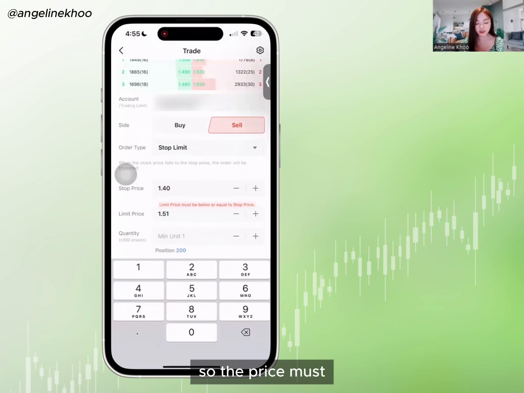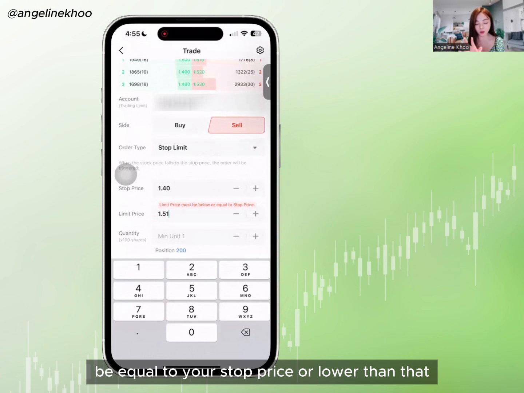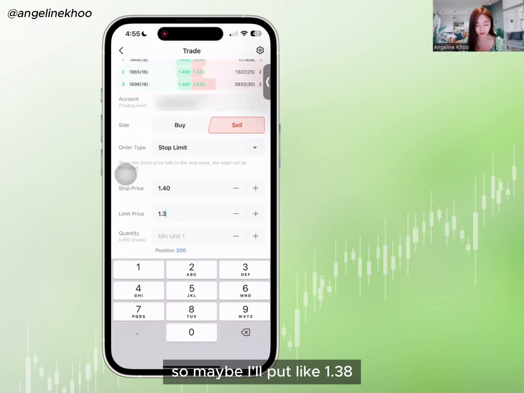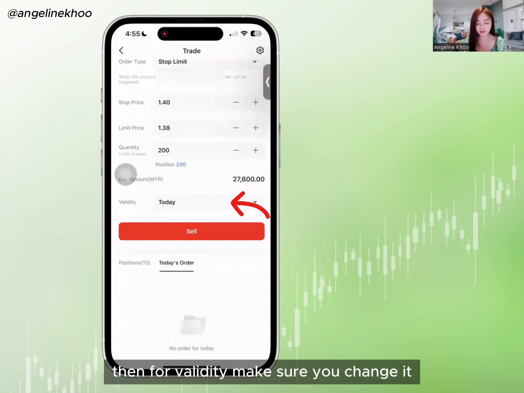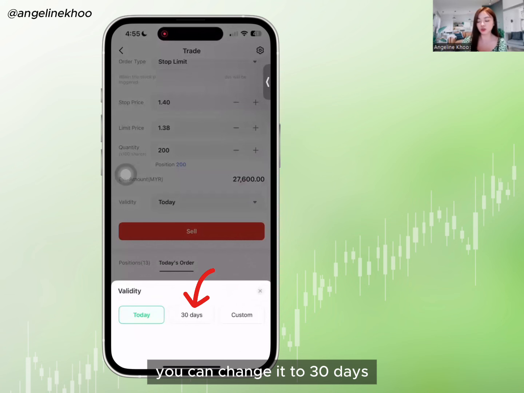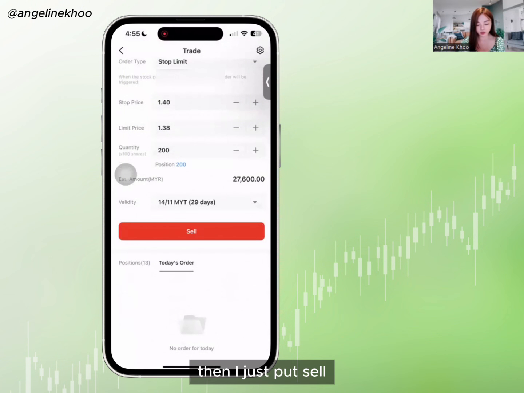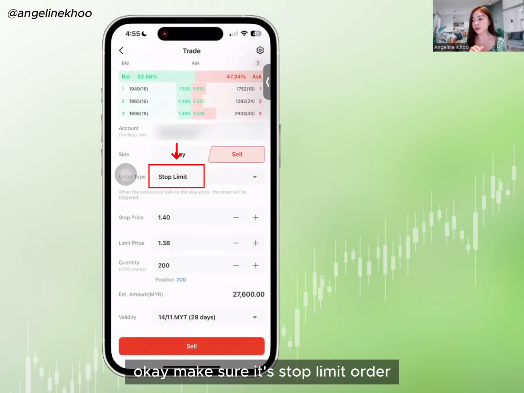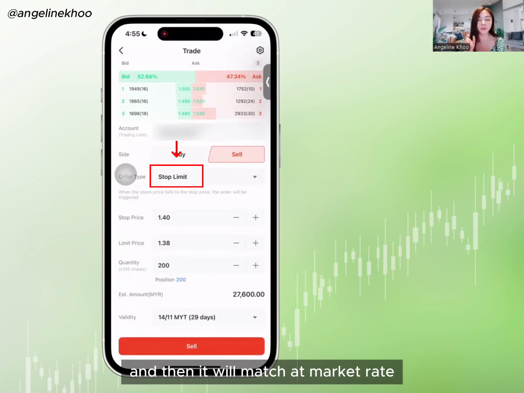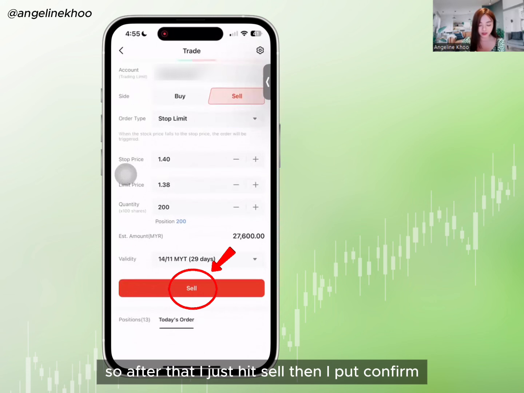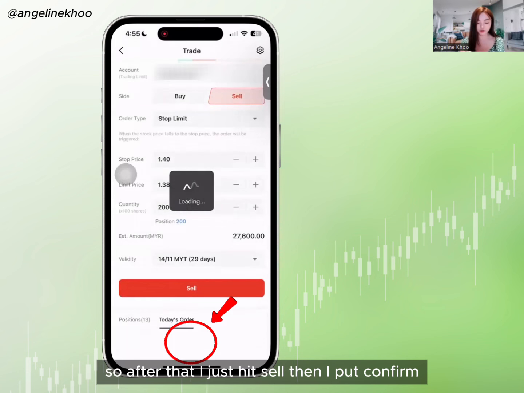So maybe I just put 1.4. The price must be equal to your stop price or lower than that, so maybe I'll put 338. Then I key in the quantity. For validity, make sure you change it, you can change it to 30 days. Then I just put sell. Make sure it's a stop limit order, because if you never change the order type to stop limit order, it will just sell straight away and match at market rate. After that, I hit sell, then I confirm.